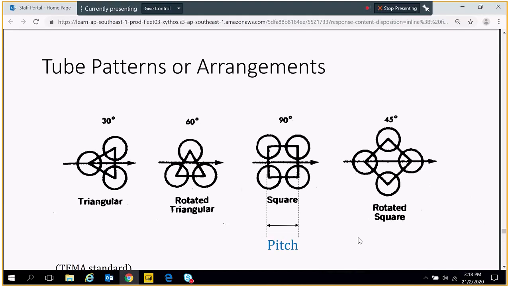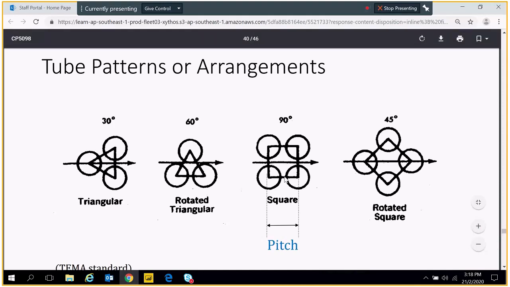Pressure drop. Which one do you think has more pressure drop? You look at a triangle, smaller. You expect to have greater pressure drop. This one, more space, you expect to have lesser pressure drop.